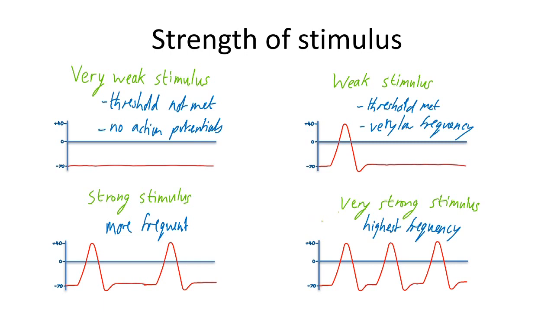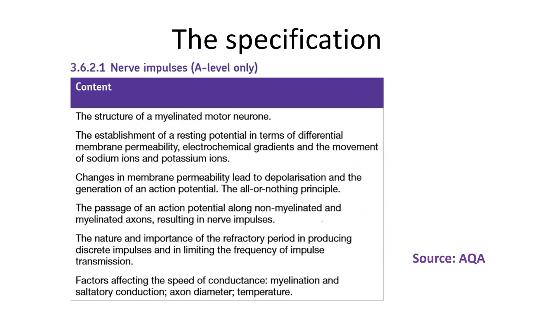Remember, the all or nothing principle tells us that once we meet the threshold, we produce an action potential of the same size. So returning to the specification again, you can see what you need to be aware of for this topic. You need to know the structure of that myelinated motor neuron, how we establish the resting potential, but then how we have an action potential transmitted along that as well, and the various different ways in which the conductance of that action potential is affected.